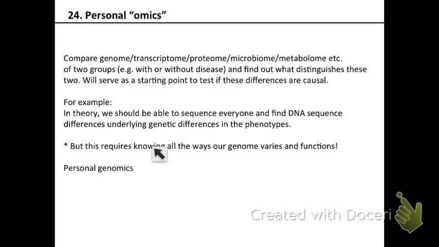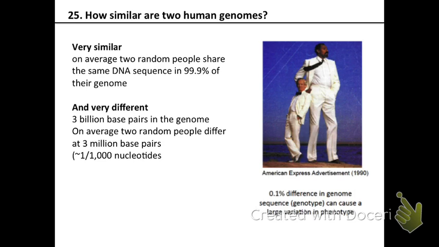Of course, this requires knowing all the ways our genome varies and functions, which we don't know yet, but that doesn't stop us from moving on to personal genomics and trying to use that, okay? Because we know that genotype determines a large proportion of our phenotypes, right? So this genotype-phenotype difference. All right, so then we need to start with how much variation is in the genome sequence of two individuals. How different and how similar are we?